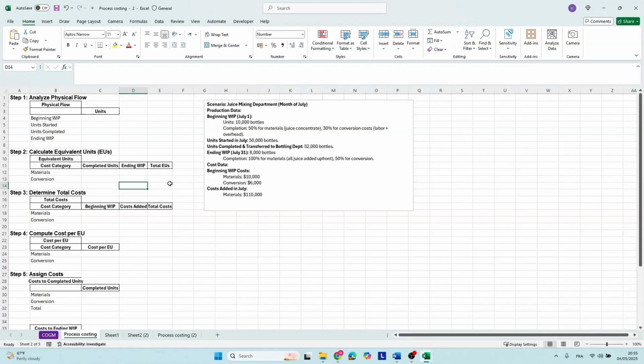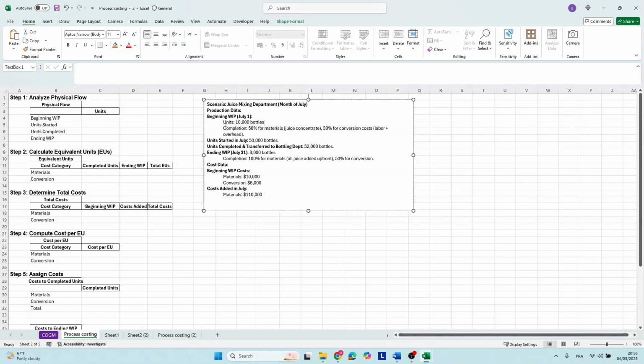Let's have a practical case where we meet all the different 6 steps related to process costing. So we have our scenario. We have a juice mixing department. We got some information for the month of July.